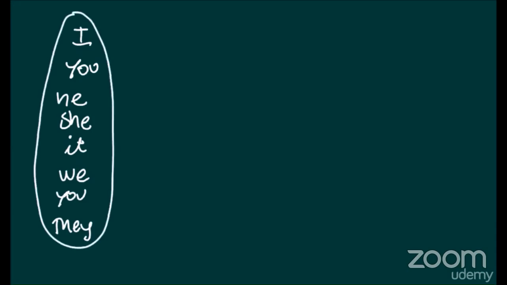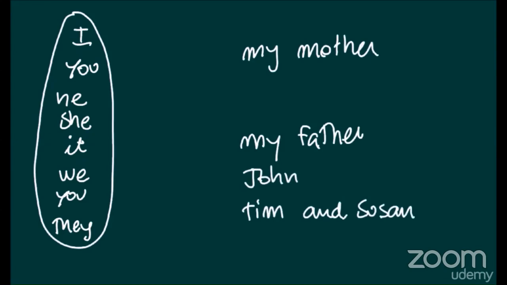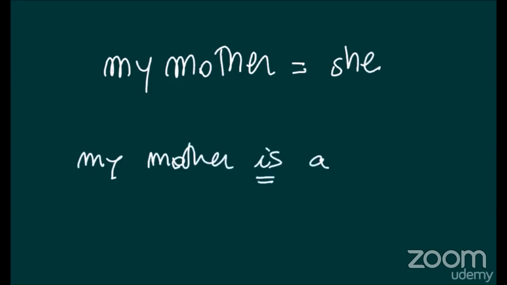But sometimes we can say, for example, my mother, my father, John, or Tim and Susan. We have to know that, for example, my mother is the same as saying she. Let's see the most common ones. My mother is the same as she because my mother is a woman. Then, if we create a sentence with my mother as the subject, we say, my mother is a doctor.